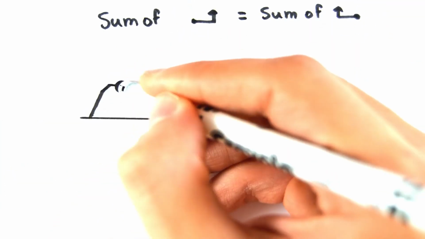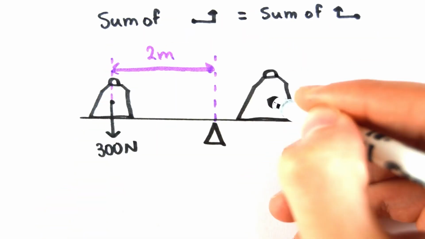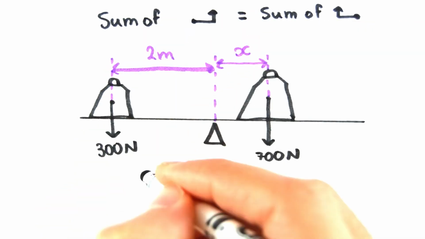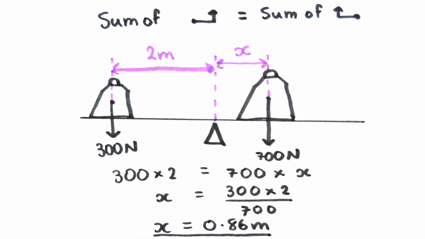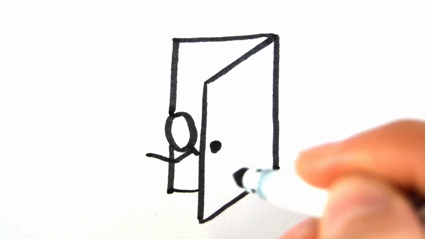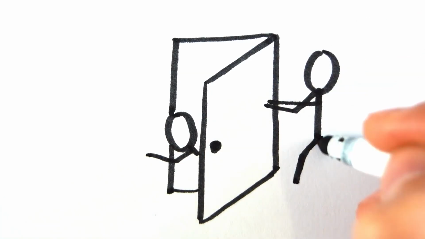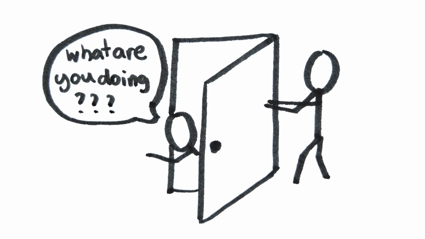For example, if a force of 300 newtons is applied 2 meters from the pivot, and another force of 700 newtons is applied on the other side of the pivot, then it must be applied at 0.86 meters from the pivot, in order for the moments to balance. This means that you can apply small forces at further distances to achieve much greater forces on the other side, which is why you'll find it much easier to close your door from the handle rather than near the hinges.